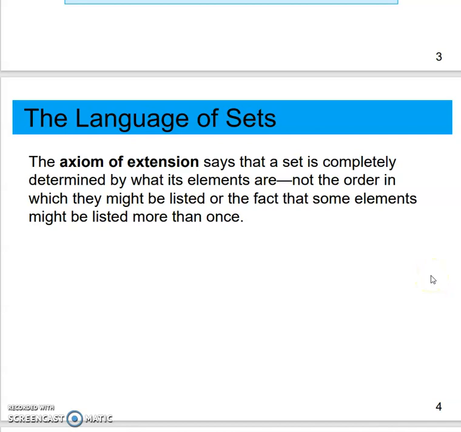We've got something called the Axiom of Extension, which says that the set is completely determined by what its elements are. In other words, the order does not necessarily matter. It's okay if something is listed more than once as well.